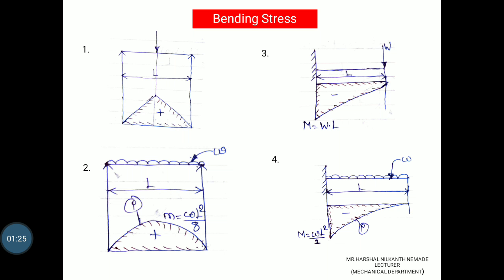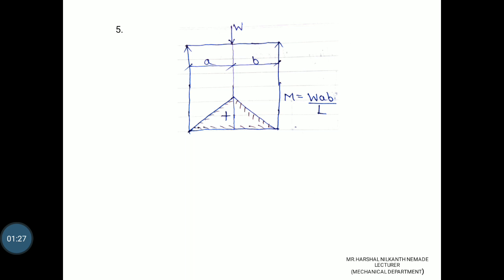These are your formulas. Fifth, you may see a point load is applied not in the middle. The M is equal to W A B divided by L.